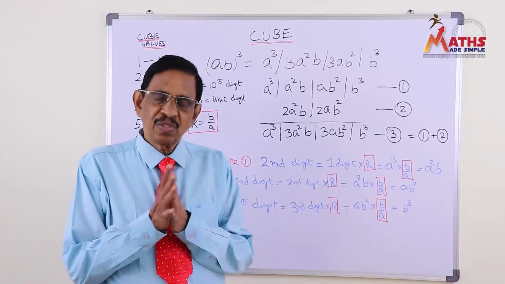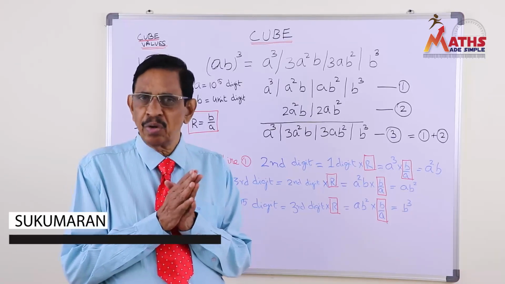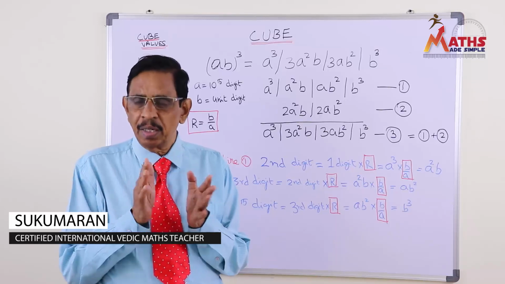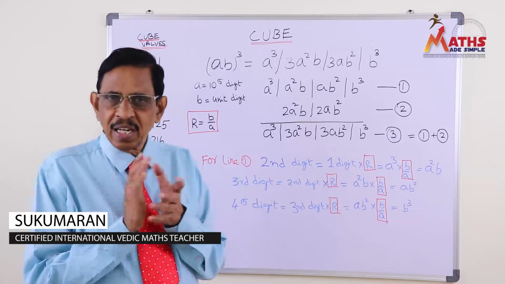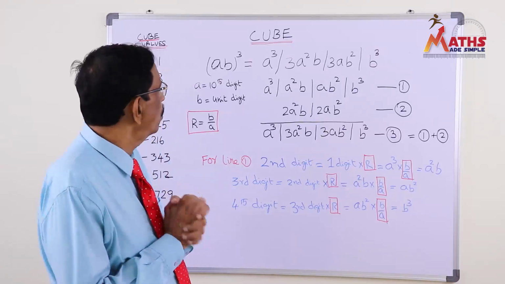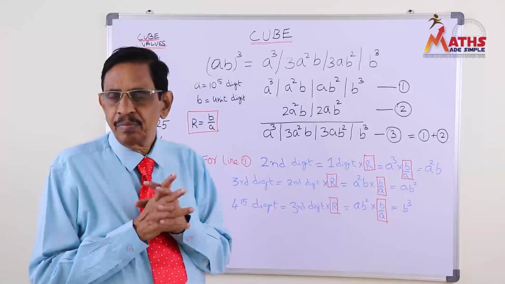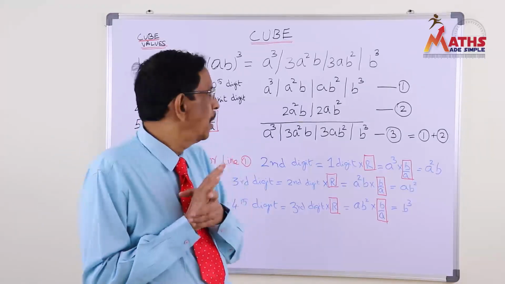In the earlier classes we have learnt how to find the square of a number and the square root also through the Vedic method. So in this class we will find ways how we can work out the cube of a number, the cube of a 2-digit number, through the Vedic method.